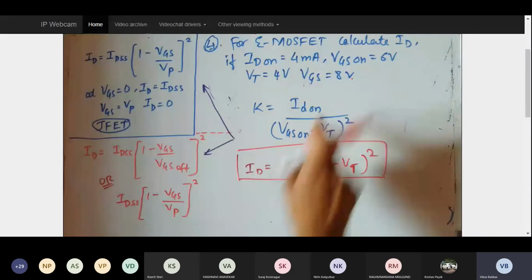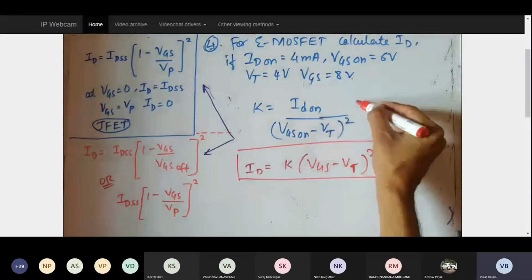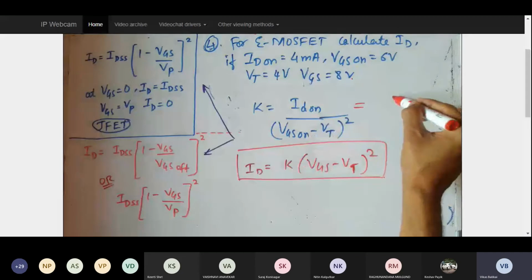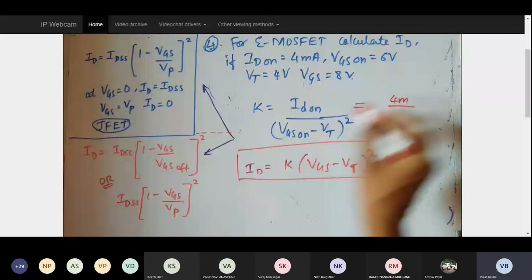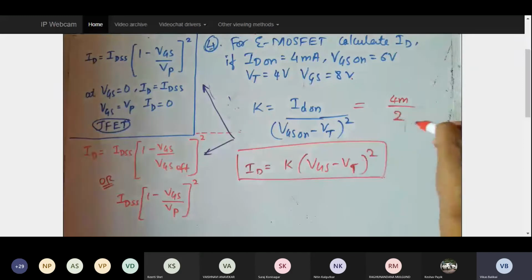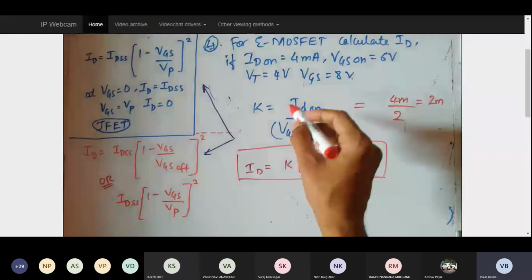Now quickly tell me what will be the value of K. ID on is 4 milli. VGS on minus VT: VGS on is 6, VT is 4. That will give me 2. And what will be the value of K? It will be 2 milli. And by the way, can anybody tell me what will be the units of this? What should I write in front of that 2 milli? Per ohm? Not per ohm.